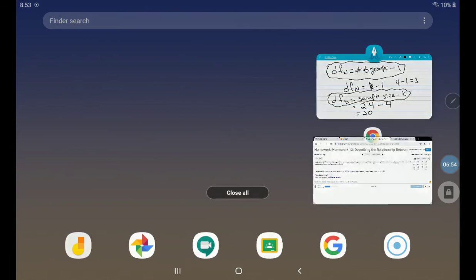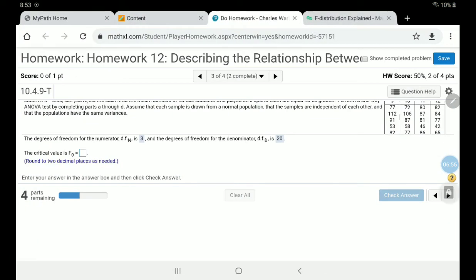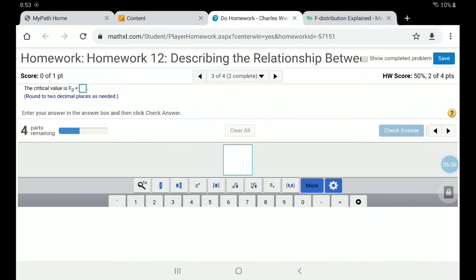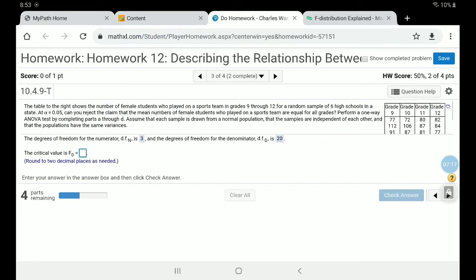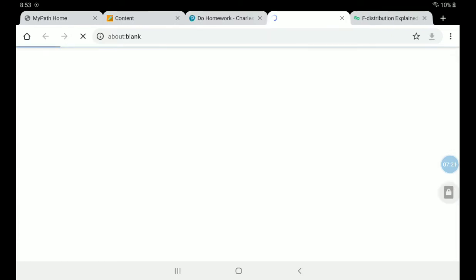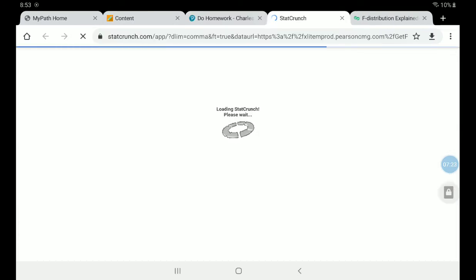Okay, so let's see. How do you find a critical value? Well, we could go to a critical value table, but I want to show you how to do it a little bit differently. You could Google search critical value table for ANOVA, and you could get there, right? But what I want to do is find it in StatCrunch. So let me just upload my data into StatCrunch because we're going to need it anyways.